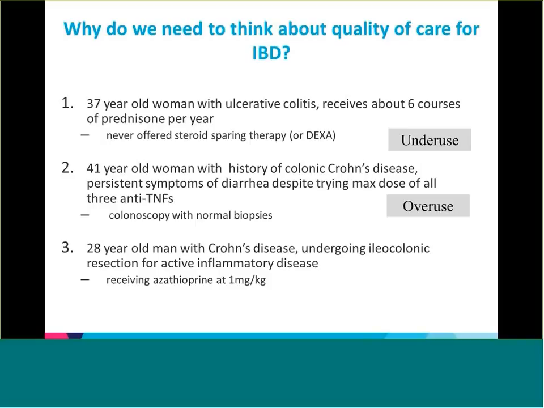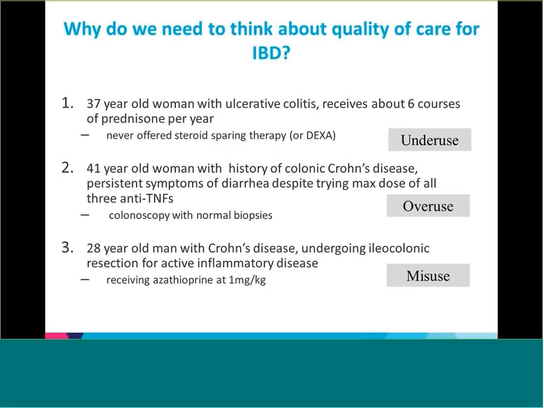And so this would be an example of overuse. And then the third one, though it's a little more subtle: usually we like to dose Imuran or azathioprine at 2 or 2.5 milligrams per kilogram. And so this is somebody who should have been on 150 or 175 milligrams per day of azathioprine and not just the 75 milligrams per day that he was on. And so some would argue that this would be misuse.